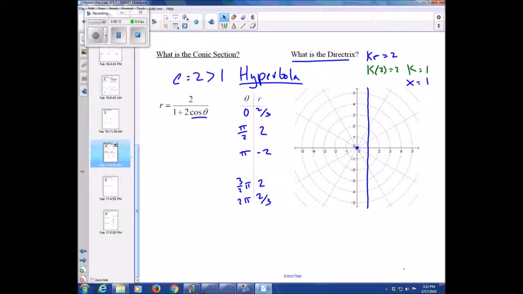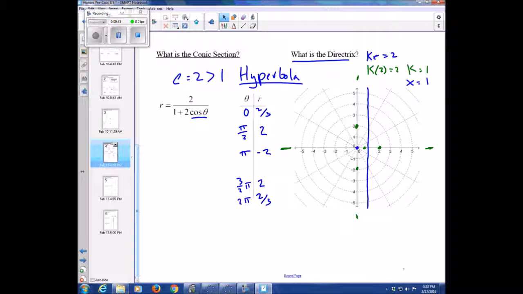So right here, we can go ahead and plot these points. At a rotation of 0, we've got our 2/3, so approximately right there. Rotation of pi divided by 2 got the r value of 2. For the rotation of pi, we've got -2. So now we're going that distance of 2 in the opposite direction to define the point on our hyperbola. And right here for the rotation of 3/2 pi, we've got the r value of 2. And then, of course, we get 2/3 again for the rotation of 2 pi.